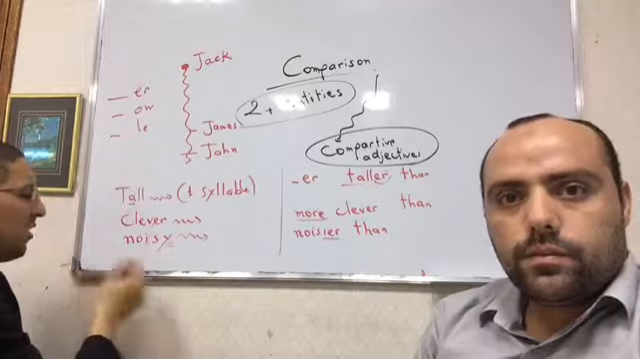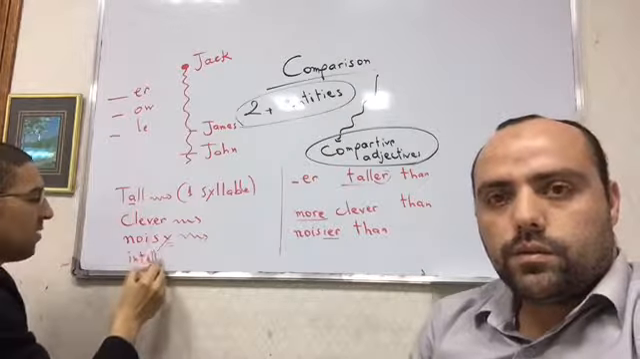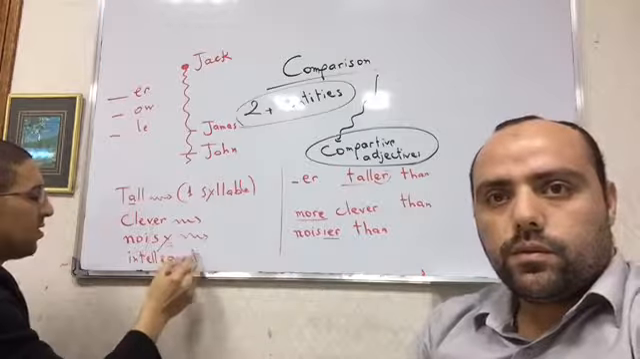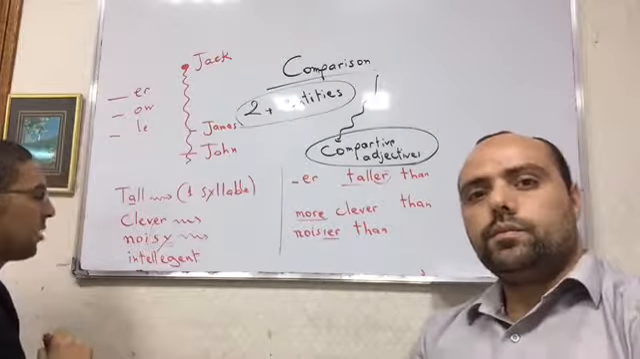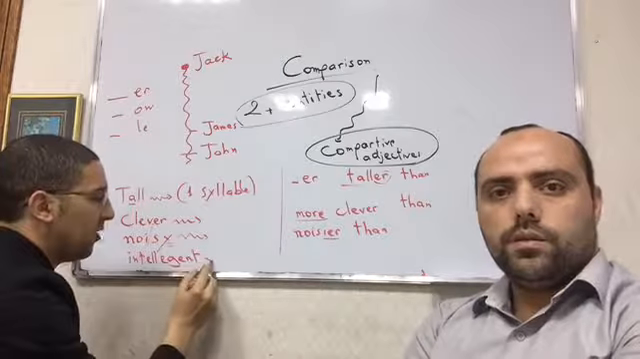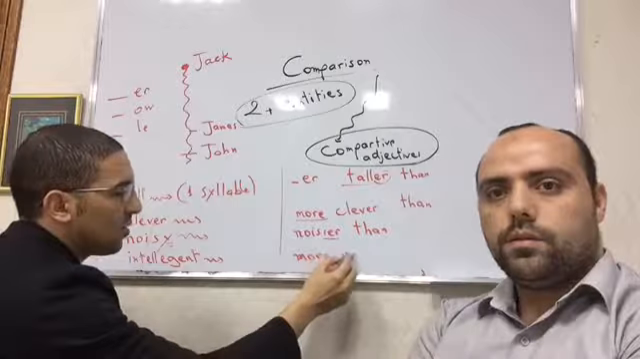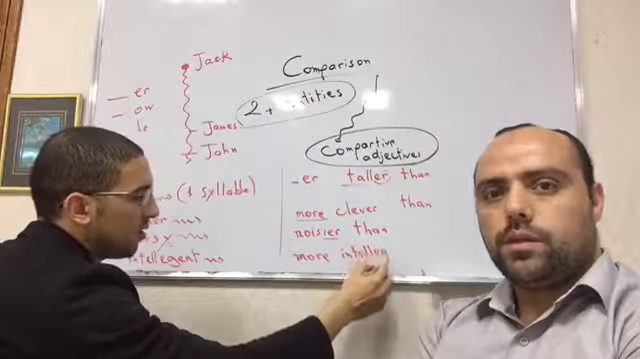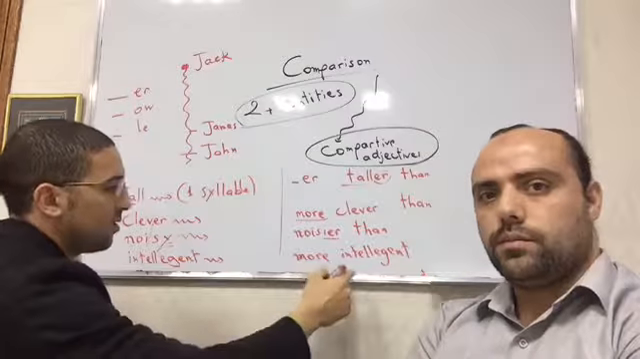And the last thing, if you have three syllables or more, like intelligent, you have four syllables here. If you have three syllables or more, you say more. So you're going to say more intelligent.